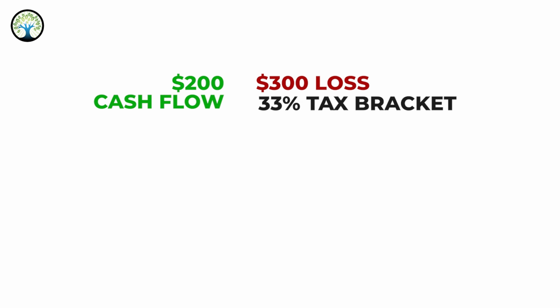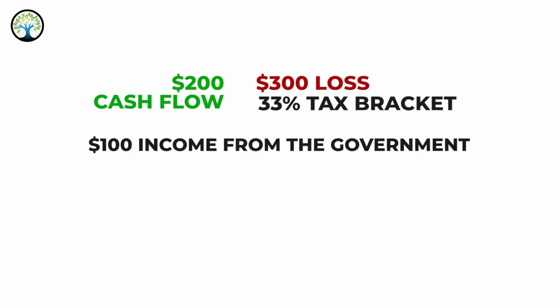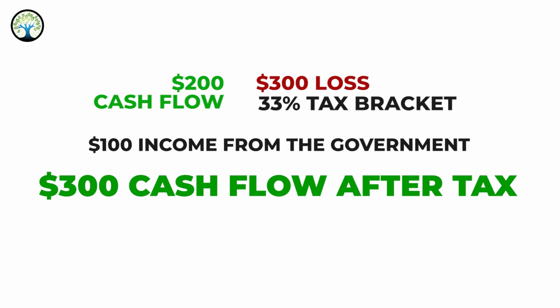A way to think of it is, I have $200 of cash flow from my tenant. If I have a $300 loss for tax purposes, and I'm in a 33% tax bracket, I have $100 of income from the government. So that means my after-tax cash flow is really $300, not $200.